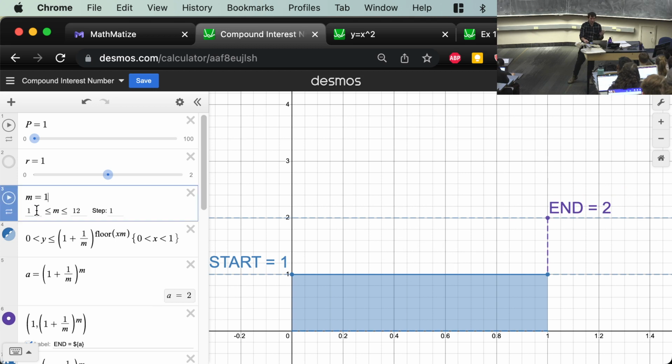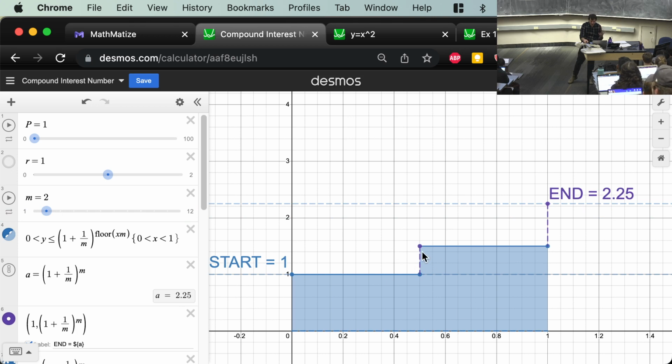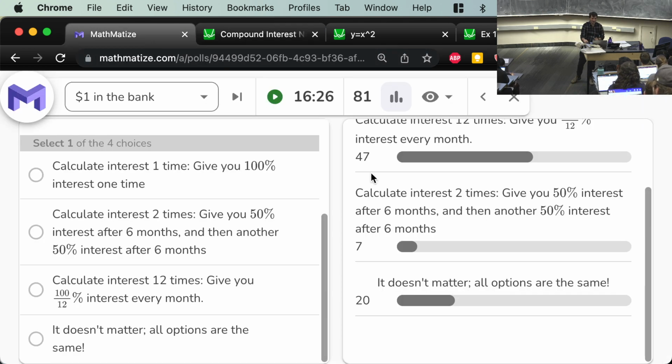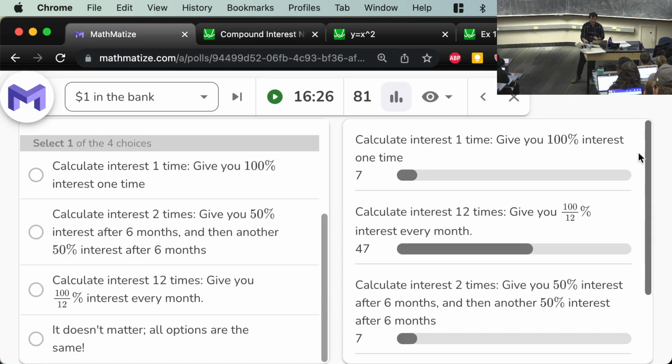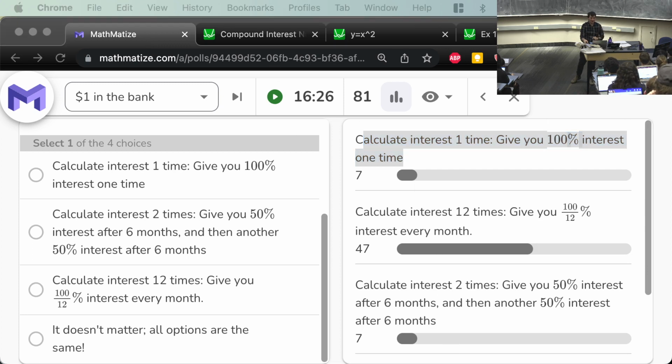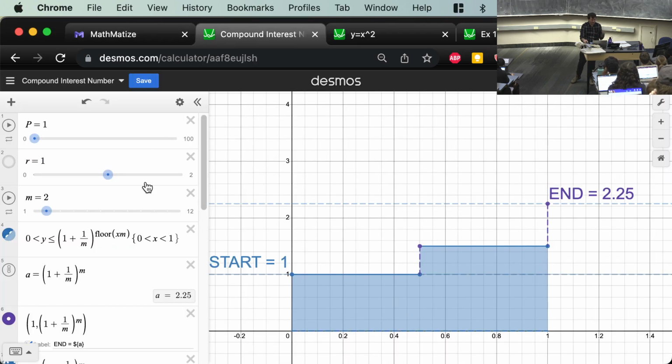So the reason we're getting more money from the bank is because we're getting interest on our interest. There's interest on this little jump that is added on here, and we're ending the whole year 25 cents richer than we would have been. So 2 is definitely better than 1. So if you selected the 1 option, you're definitely wrong. 2 is better than 1. Is 12 better than 2? So let's slide the slider over and see, does it keep going up?